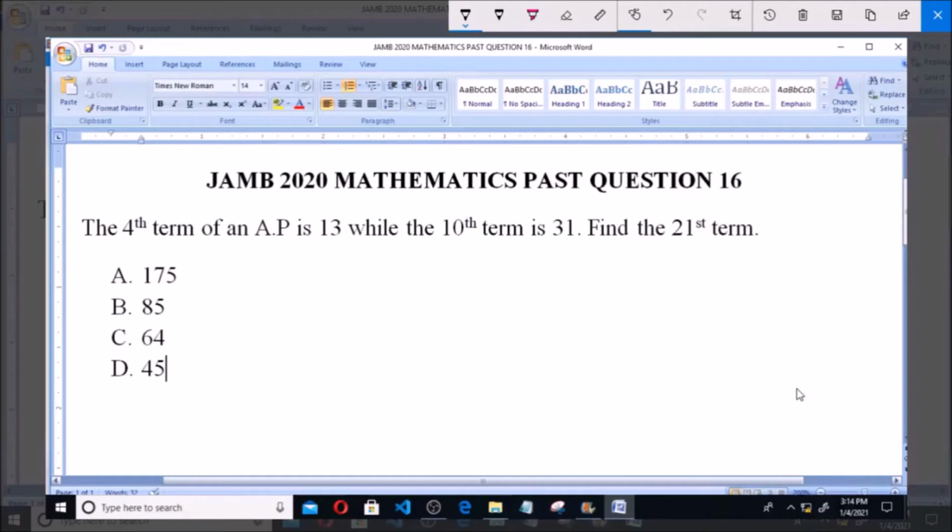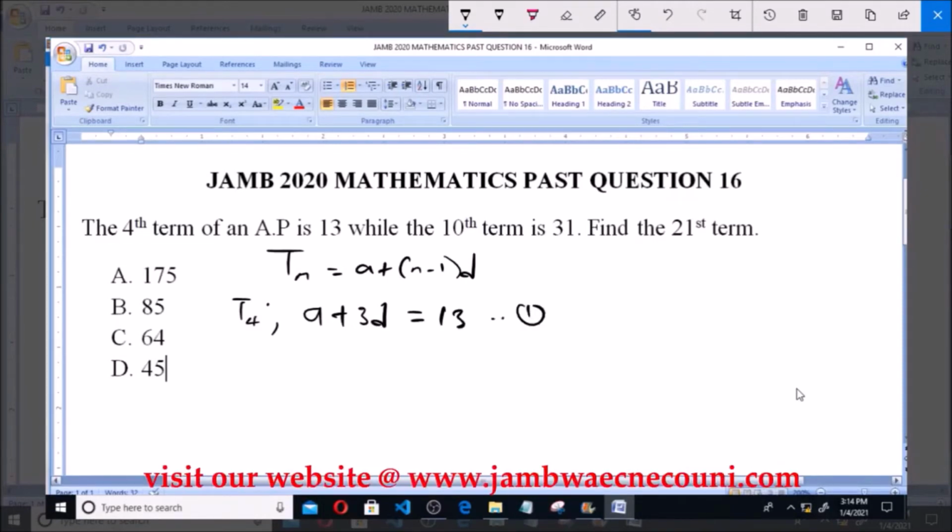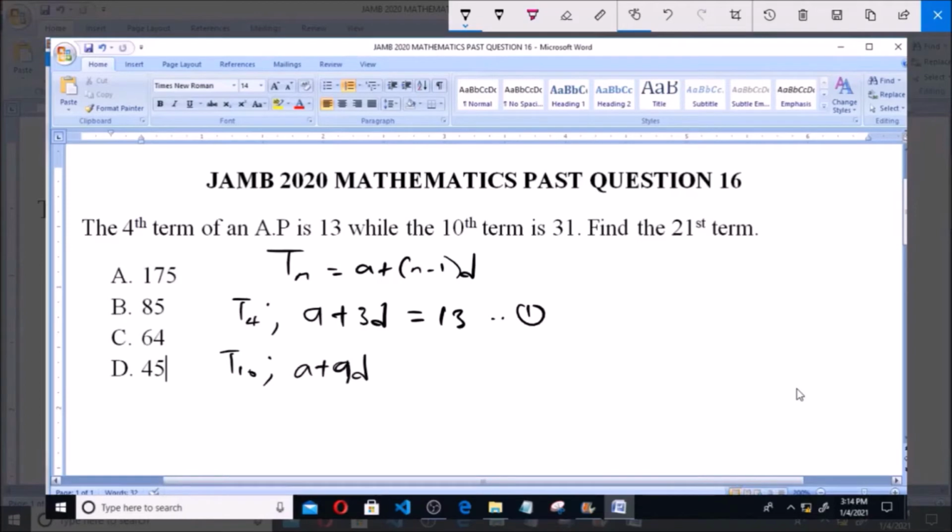Now looking at this question, it is an arithmetic progression, and like we know, Tn is equal to a plus (n minus 1)d. The fourth term, T4, can be expressed as a plus (4 minus 1)d, which gives a plus 3d equals 13. Let's call this equation 1. And for T10, the 10th term, we have a plus 9d, that's (10 minus 1) times d, equals 31. Let's call this equation 2.